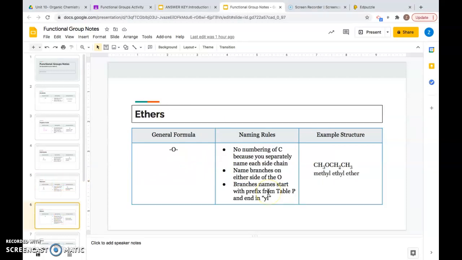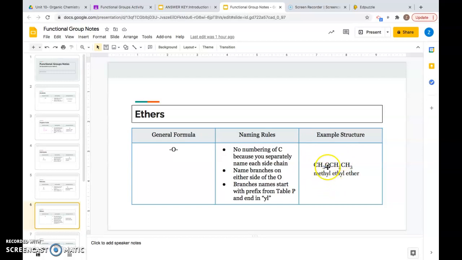Here we have ethers. So this is an oxygen in the middle of our compound. This we actually don't need to number because it has a kind of funky naming system. This is definitely probably the hardest one of all of our functional groups here. So what we do instead is name the branches coming off of our oxygen on both sides. These branches are going to end in yl, and we're going to use the prefixes from table P just as we have for the rest of the functional groups.